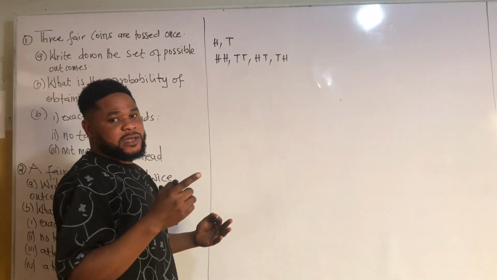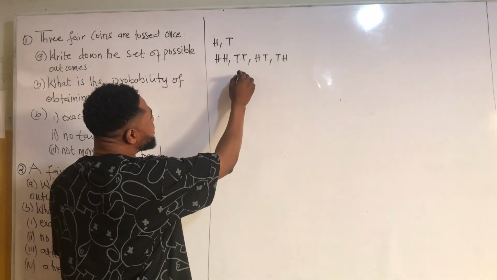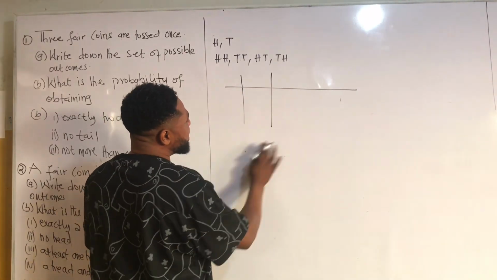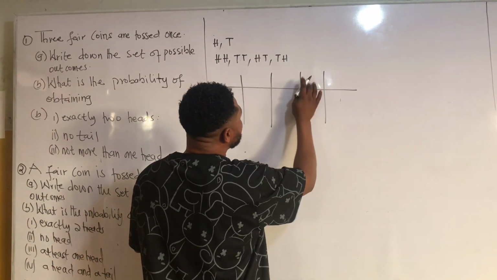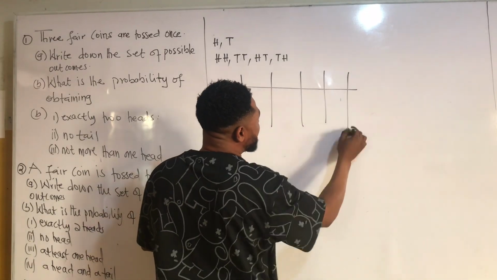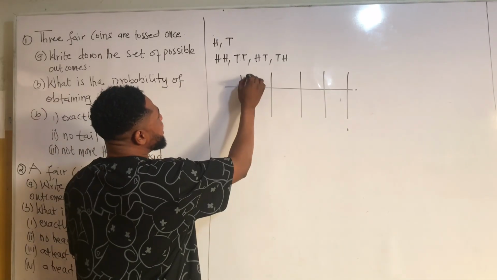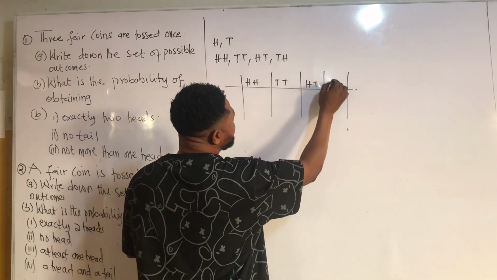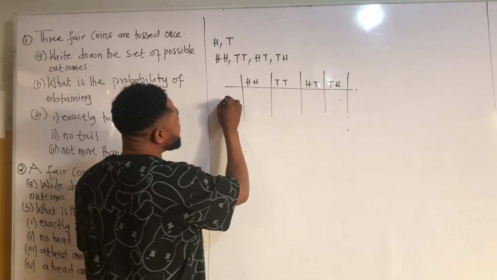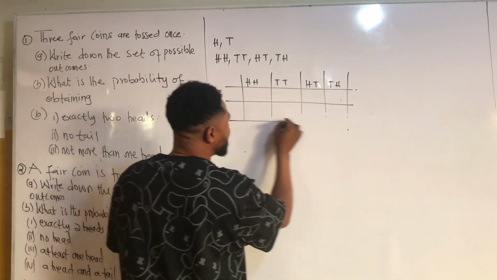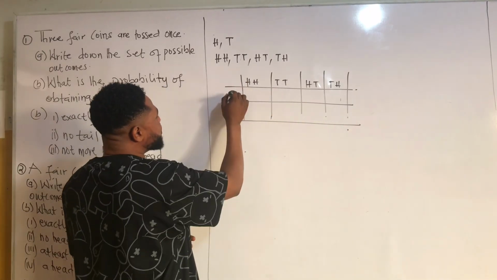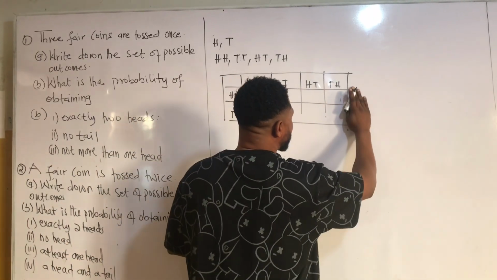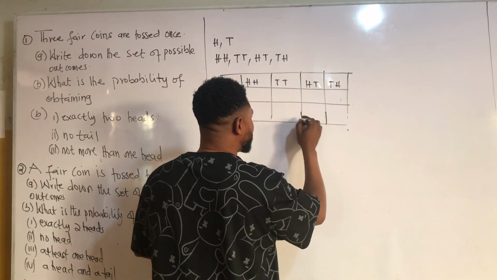Okay, now the coins are 3. So I'm going to draw a table so that I can easily get my outcome without any difficulty. So 1, 2, 3, 1, 2, 3, 4. So I'll do it like this. All right, head, head, tail, tail, head, tail, head. Nicely. Then I'll come here and put my head and the tail here nicely. So this is how our table is going to be now.